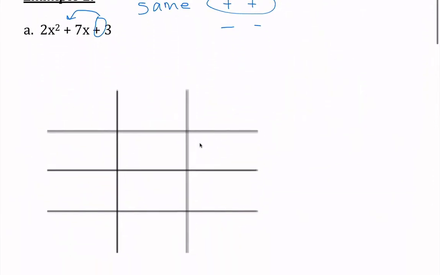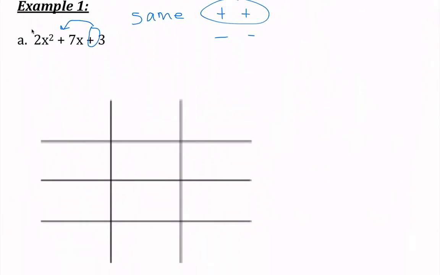Okay, so I want you to take this first term and drop it right here in this first position. I want you to take your last term, which is 3, and put it in this next box. And then I want you to put your middle term, including the sign, in this bottom box.